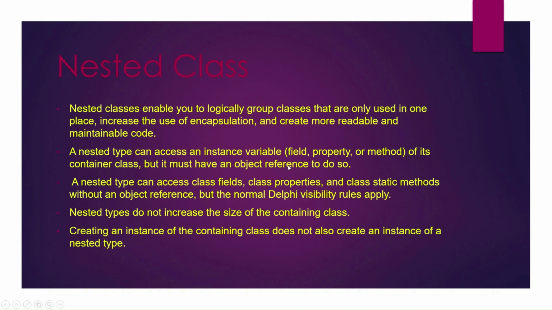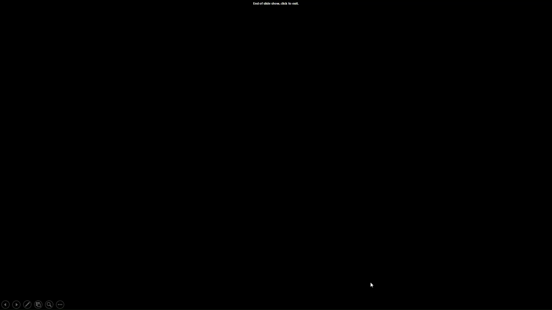But it must have an object reference to do so. A nested type can access the class field, class property, and class static method without an object reference. But the normal Delphi visibility rules apply here also, like the access specifiers. Nested types do not increase the size of the containing class. Creating an instance of the containing class does not also create an instance of the nested type. So for a nested class type, we have to create a separate instance.